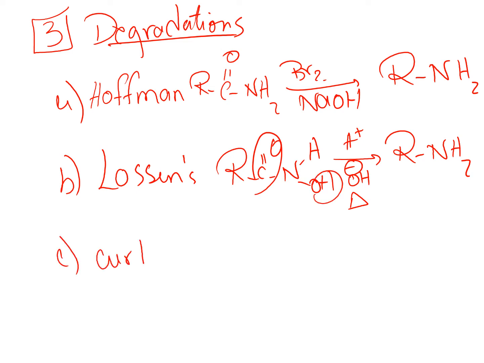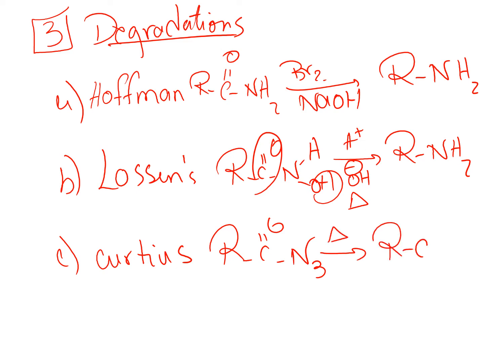Finally, the Curtius reaction, where you actually use the acid azide, and again by warming you will end up with the primary amine, losing two of the nitrogens and the carbonyl in between the nitrogen and the alkyl group. This is how you prepare primary amines.